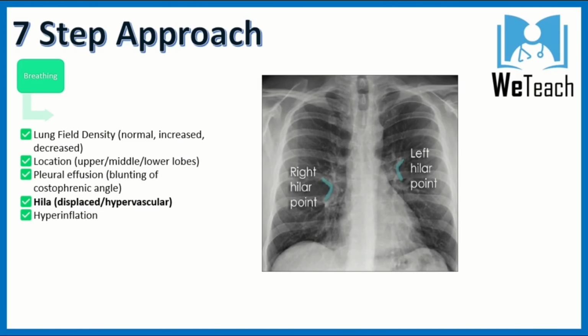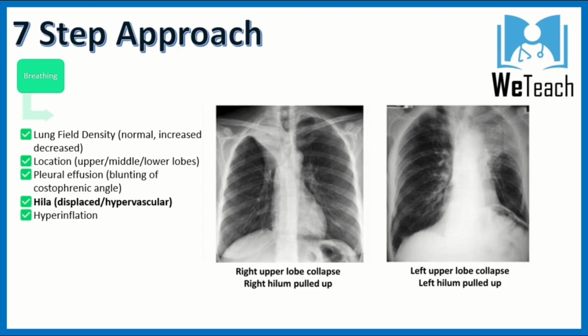We will then see how the hilar are shown on the X-ray. The left hilar point should ideally be higher than the right hilar point as indicated in the image. Both hilar should be in the same density and they should not have any lumps or convex margins. In these two images, we can see that due to upper lobe collapses, be on the right side or on the left side, the respective side's hilar is pulled up. For example, over here the right hilum is pulled up and over here the left hilar is pulled up. This indicates volume loss, and that's why the hilar is being pulled up.